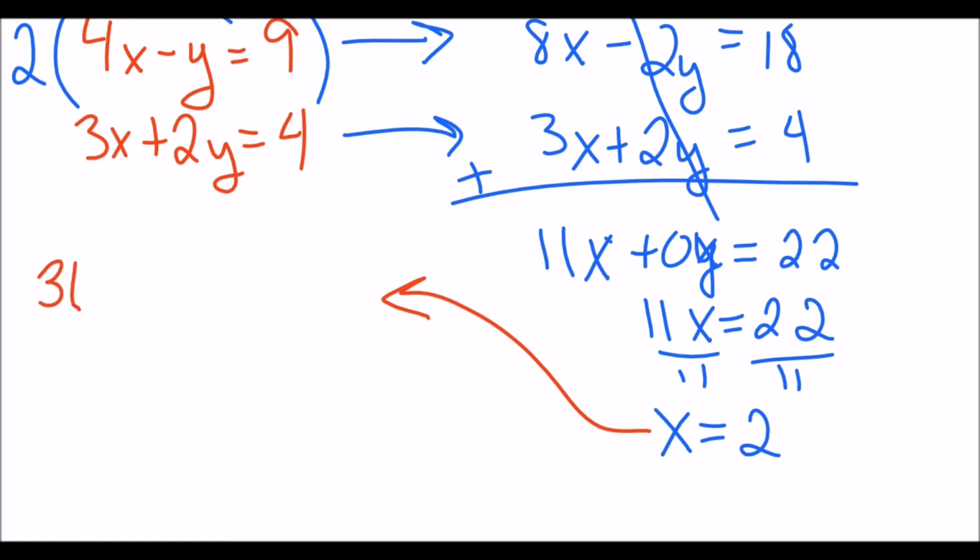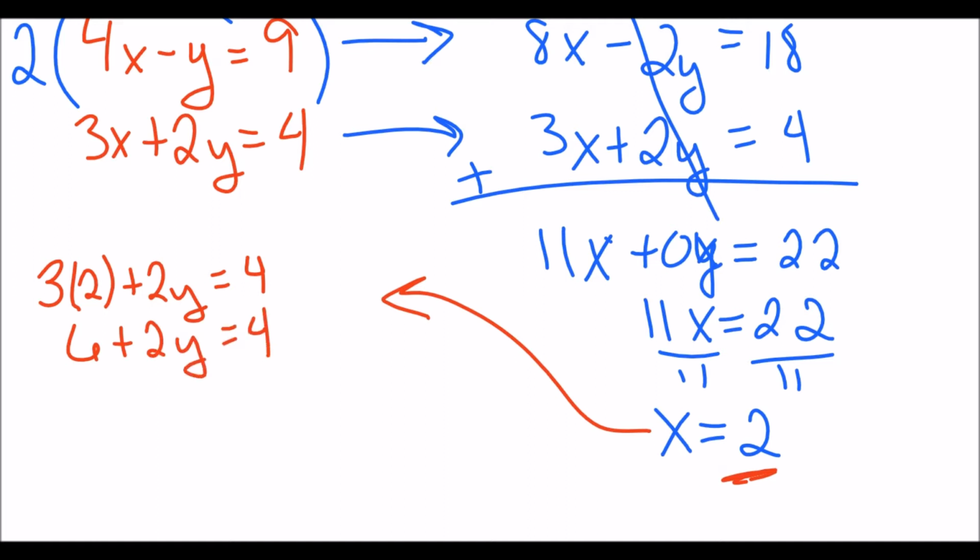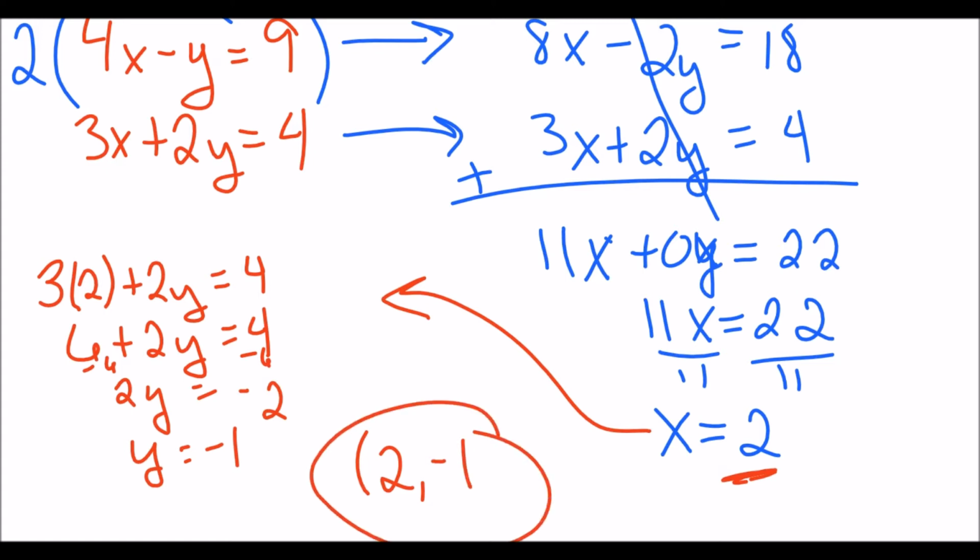I'm going to choose the bottom equation. 3 times 2 plus 2y equals 4. And so we just plug the 2 in for x. And now we just simplify for y. So 6 plus 2y equals 4, and subtracting 6, 2y equals -2, which leaves us with y equals -1. So it gives us the ordered pair 2, -1. And this is our solution for the equations.